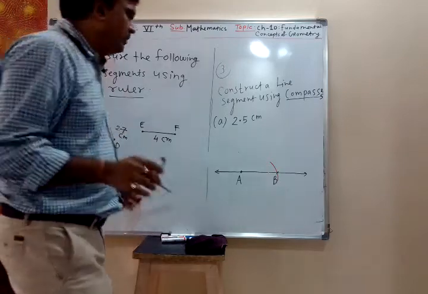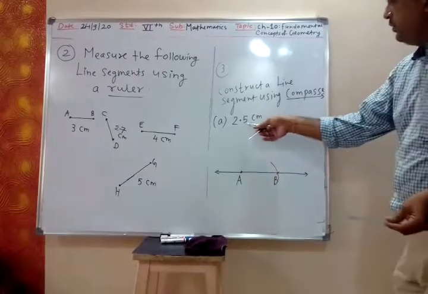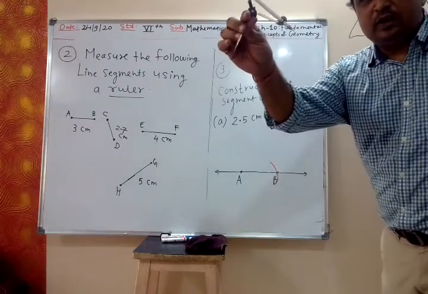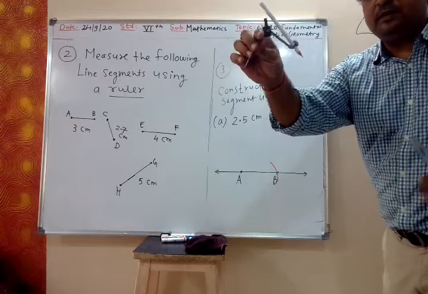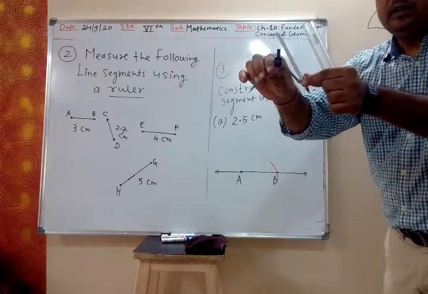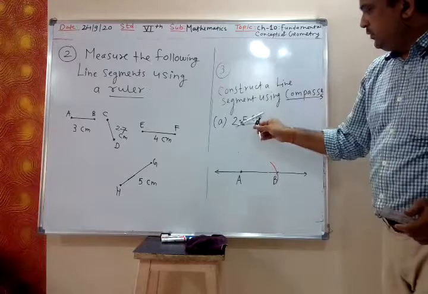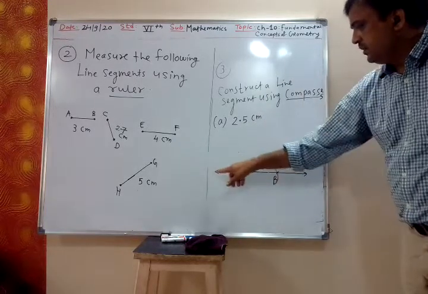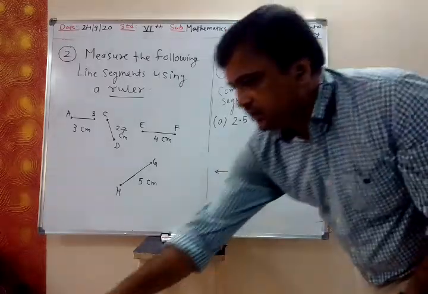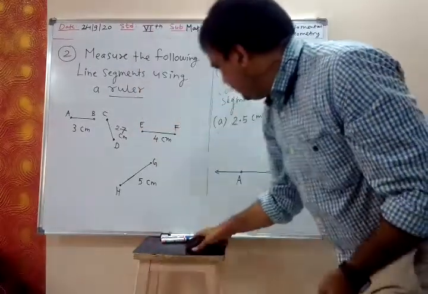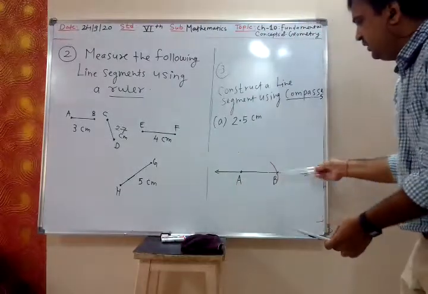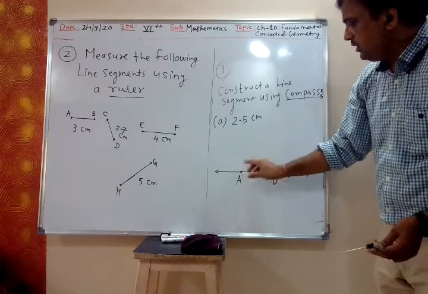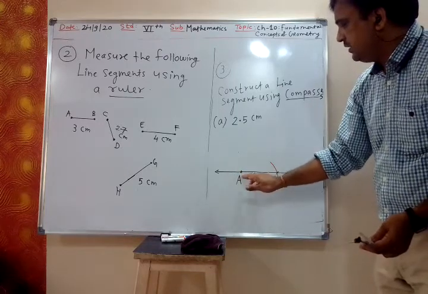I am again explaining. You have to draw the line segment of 2.5 centimeter using compass. This is called my compass. You keep the pencil in that. Keep this ready. Now we want 2.5 centimeter. So first you will draw one bigger line using ruler. Then you take one point A on that, to the left of the middle.